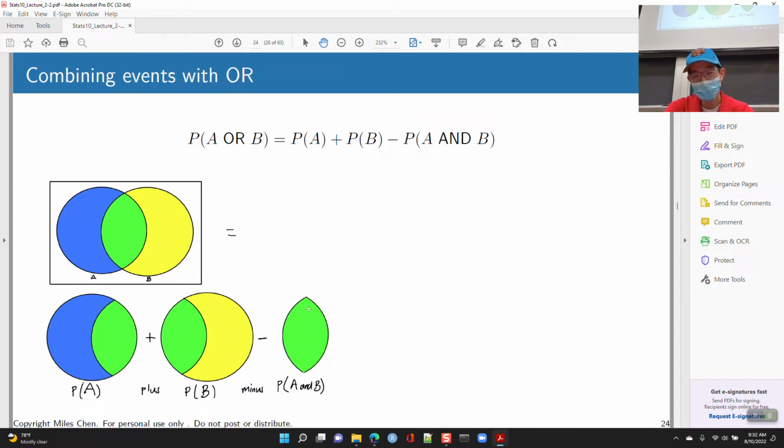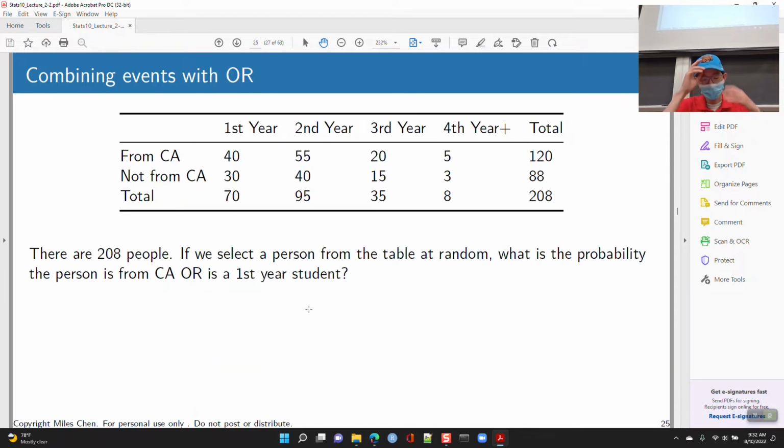So we can approach the same question. What's the probability that someone is from California or is a first-year student? And the answer there is we could just take everybody who's from California, 120 people, and we can also add everybody who's a first-year student. We've got 70 people who are first-year students. So 120 plus 70 is 190, okay?